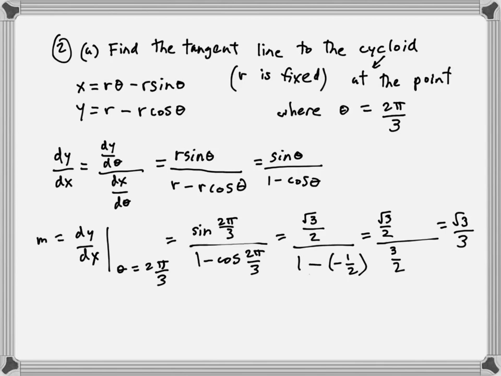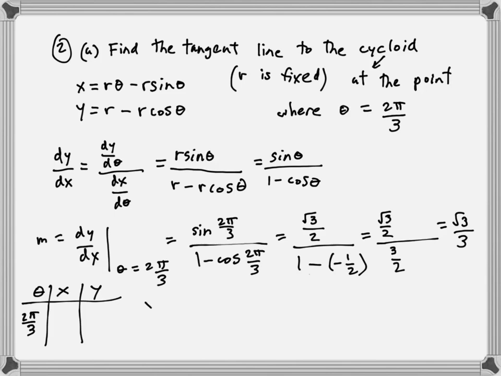They wanted the tangent line, so we're not quite done yet. We do need a point for this, right? So what would be the point associated with this? So here's our theta, here's our x, here's our y. I'm going to do a little chart here. So what happens when theta is 2 pi over 3.